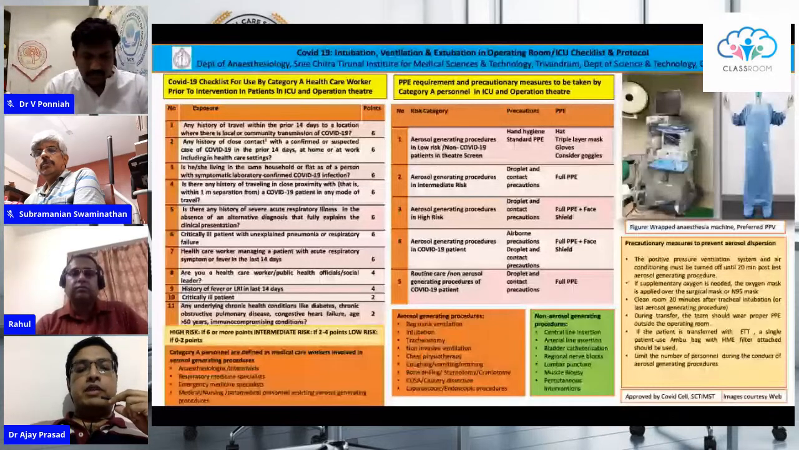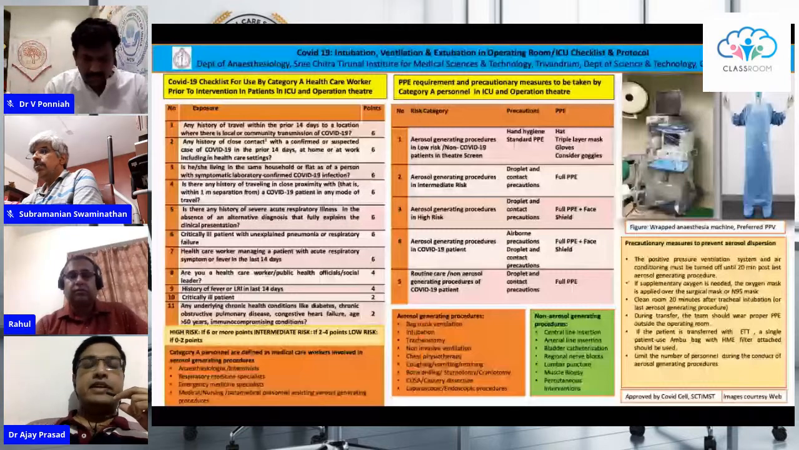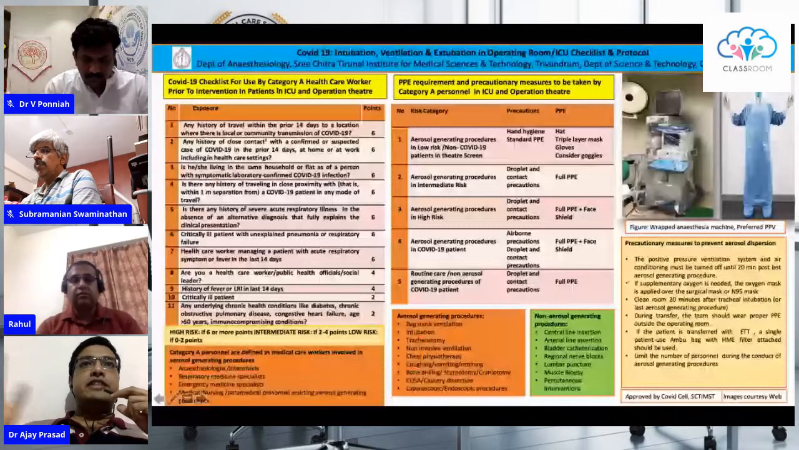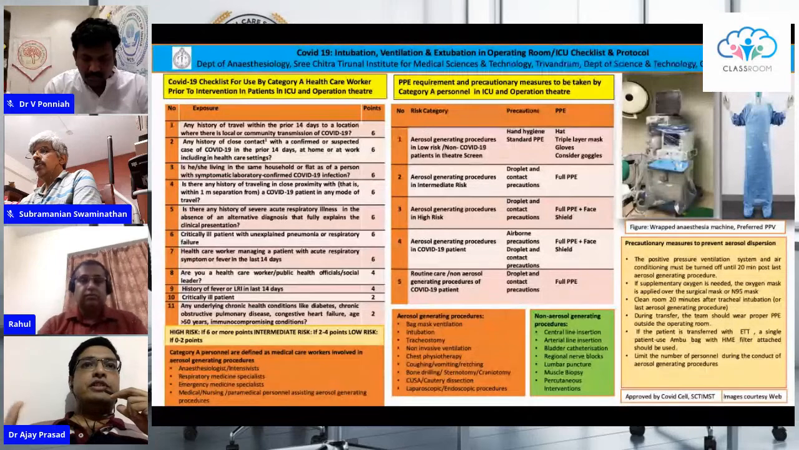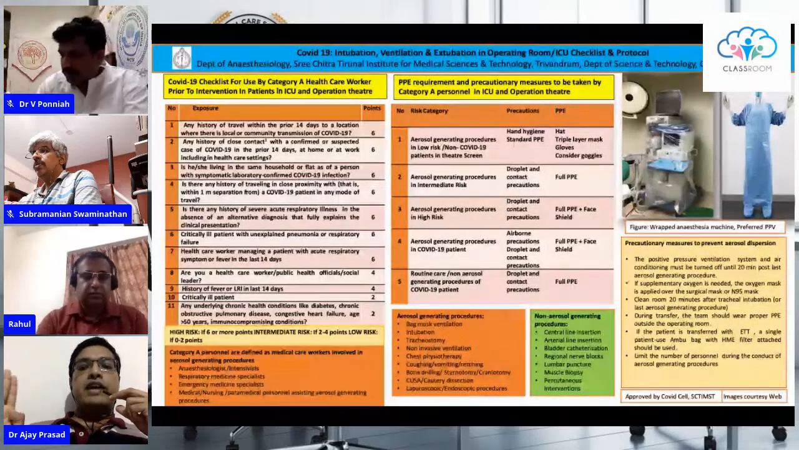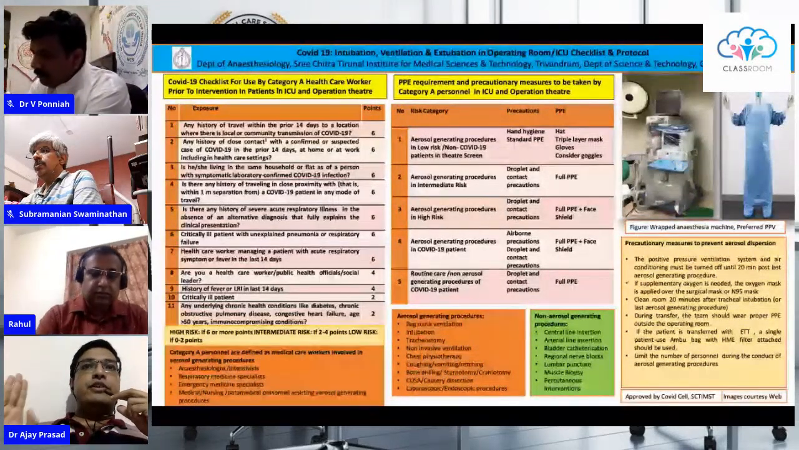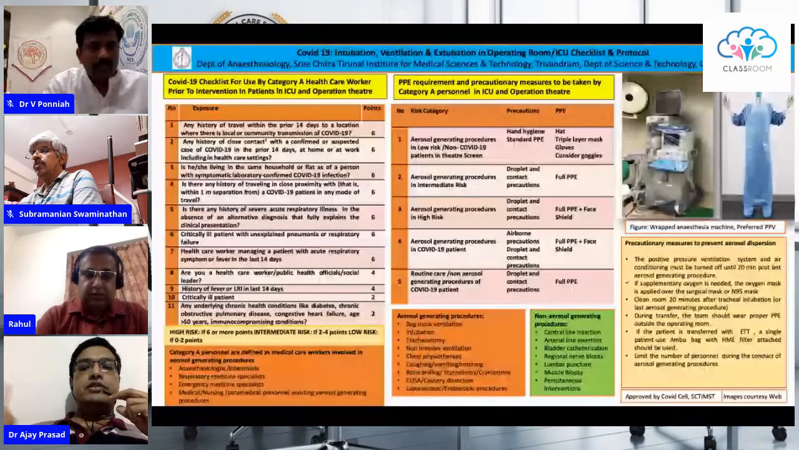And one more point which I would like to add is, in ICU settings, chest physiotherapy is being given. So that is also an aerosol generating procedure. And some precautionary measures have already been discussed. We should ensure that minimal staff is there during intubation, and most of our theaters are positive pressure ventilation, so we have to turn it off during the procedure till 20 minutes post the last aerosol generating procedure.